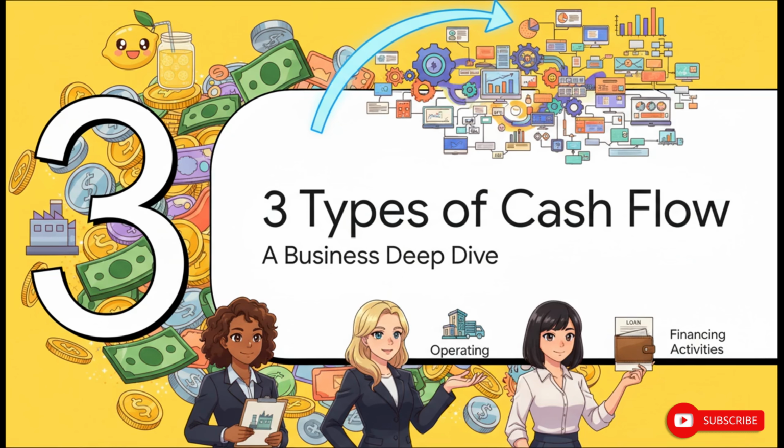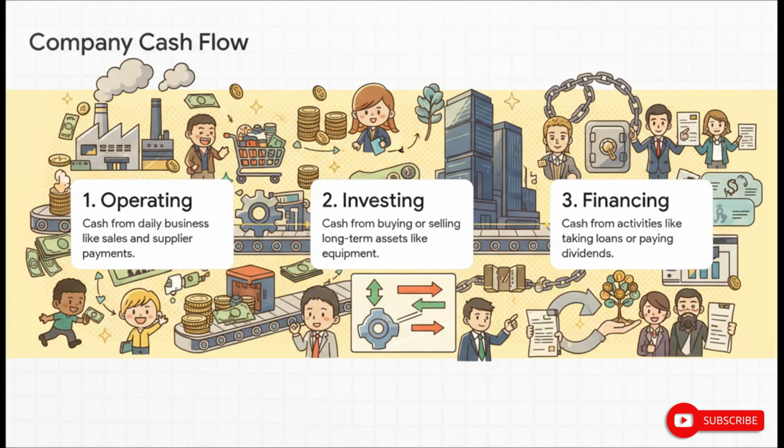Okay, so now that we've totally nailed the concept with our little lemonade stand, let's zoom out a bit. Let's see how the big companies officially track and analyze their cash flow. They actually break it down into 3 separate categories. So, companies look at their cash in 3 different buckets.